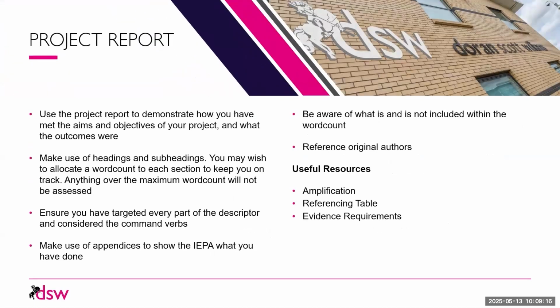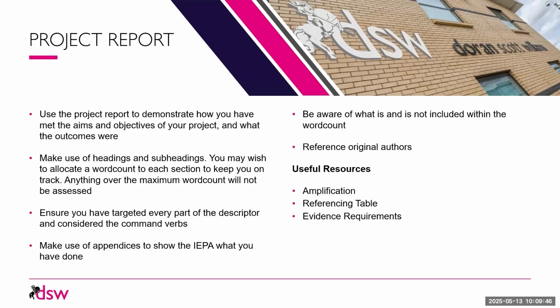Okay, so we'll move on now to look at the project report. So in this project report, you're going to demonstrate how you've met the aims and objectives of your project and what the outcomes were. For some projects, you may have to include certain headings or certain sections. So it is important to look at those, but you can always use your own headings and subheadings as well. We have found that sometimes people find it a little bit easier to break the project down into more manageable chunks and then to work on one section at a time.